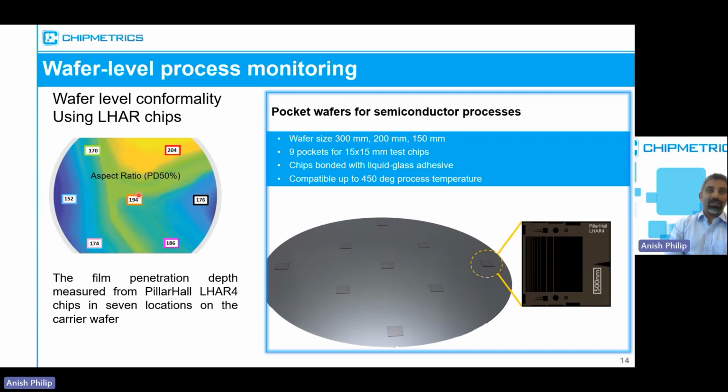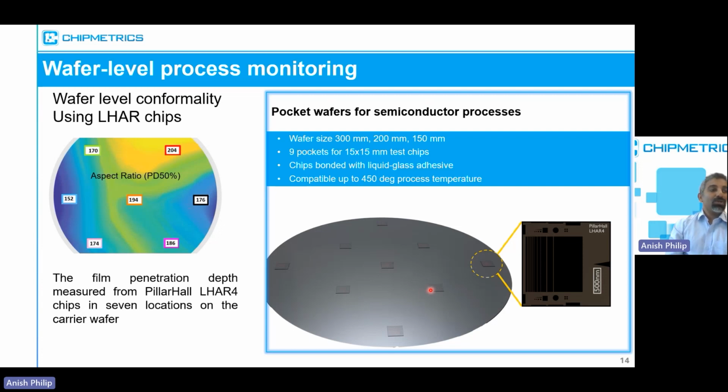With this data, you can easily measure the wafer level conformality of your process, and you can also compare the wafer level conformality for different ALD tools. If you have different ALD tools, then how the conformality varies with each tool can also be measured using this technique.